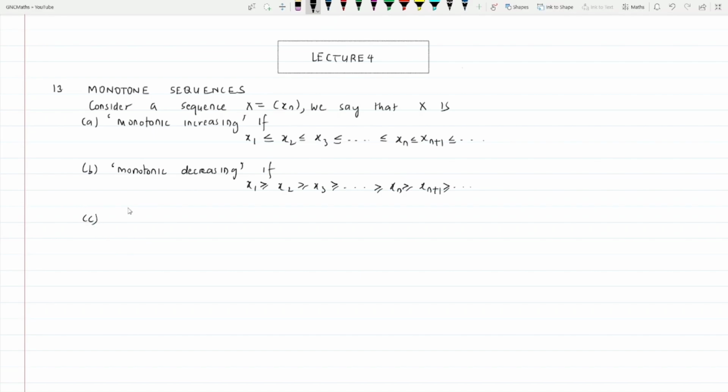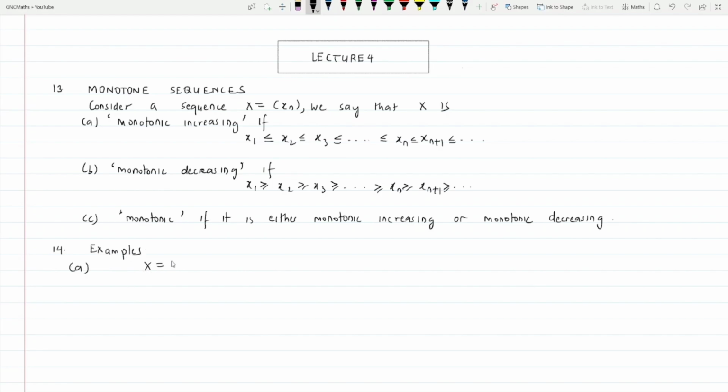A sequence x is said to be monotonic if it is either monotonic increasing or monotonic decreasing. Let us see a few examples on monotone sequences.